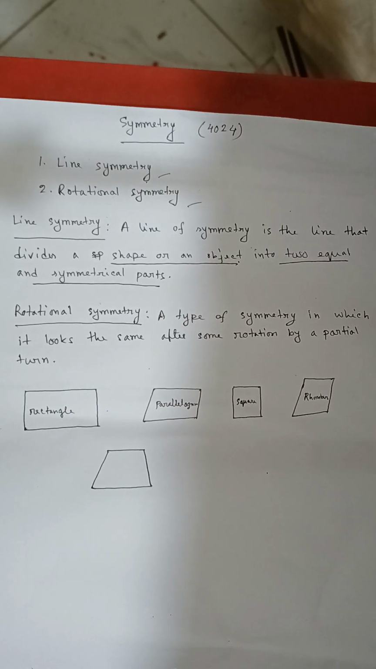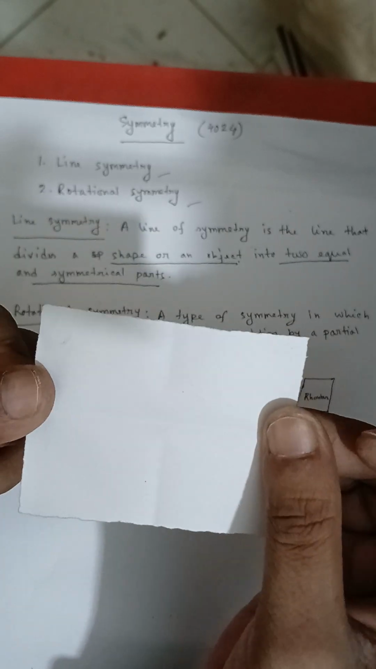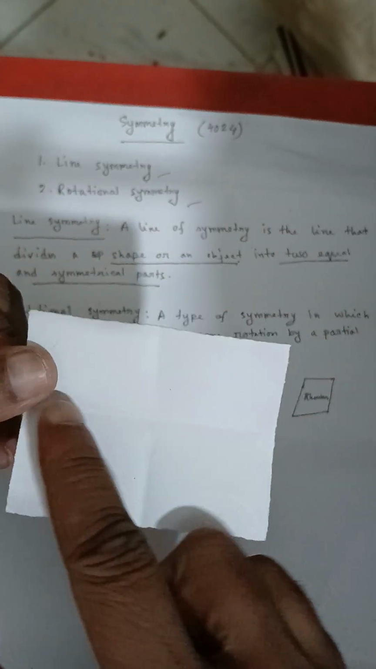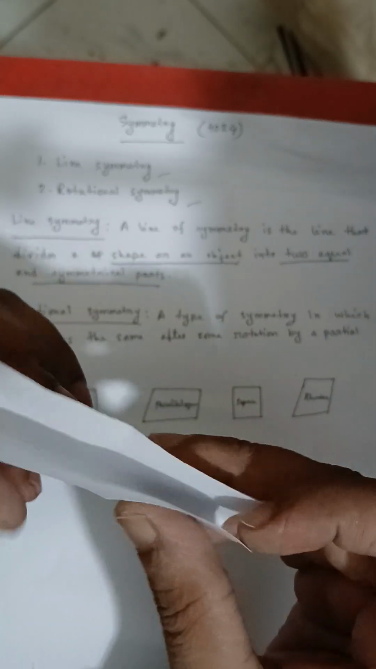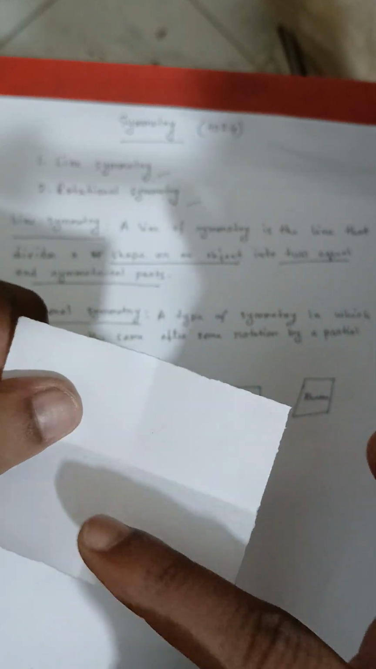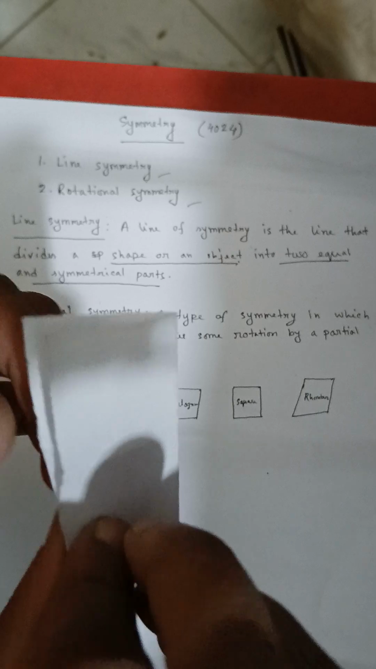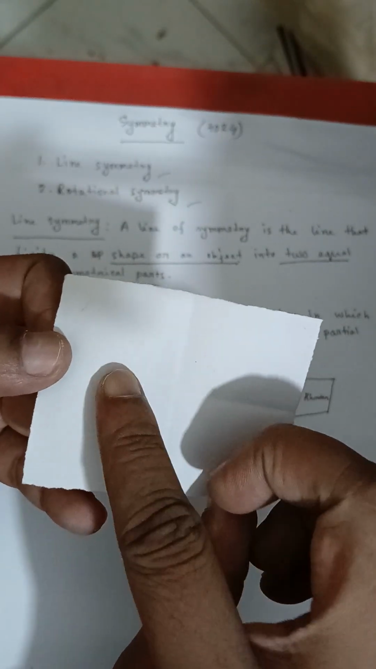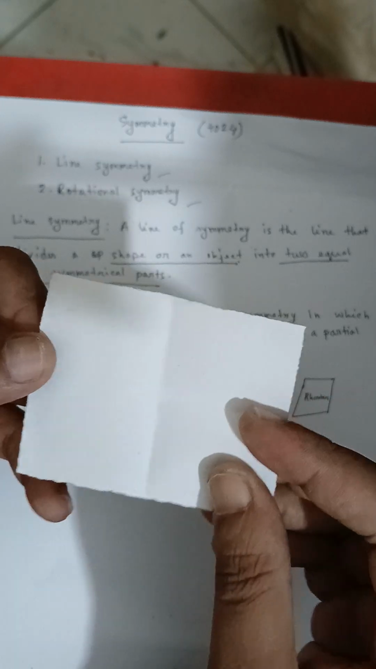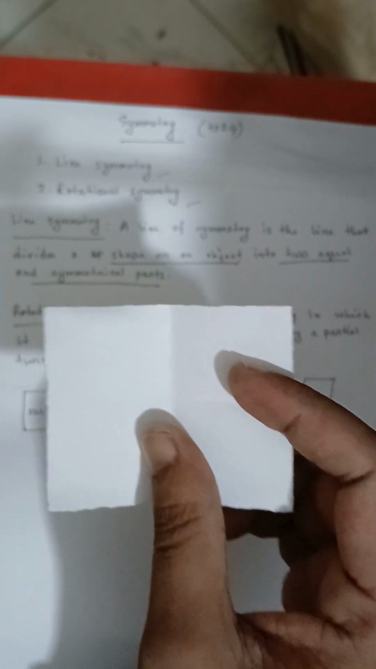That means if I divide something like this one, this is a rectangle. If I divide it here, that means if I fold it, I'll get the same shape on both sides, this one and that one. If I fold it that way, then I get two parts, both are the same. So I can say it has two lines of symmetry.